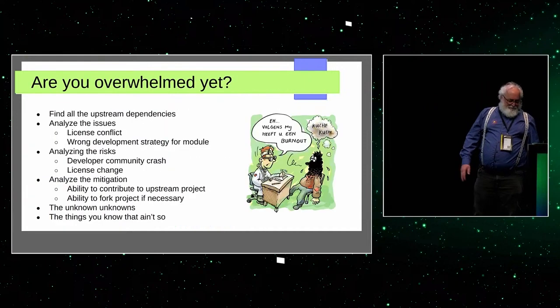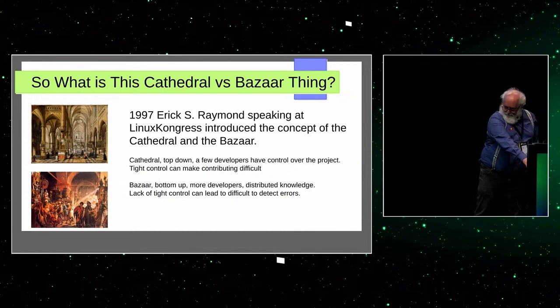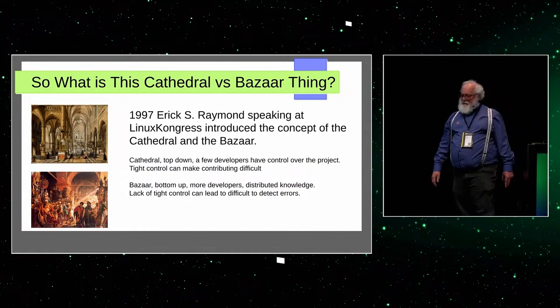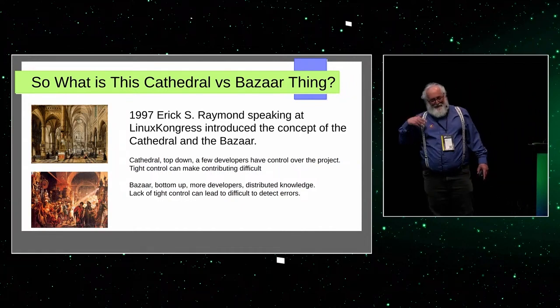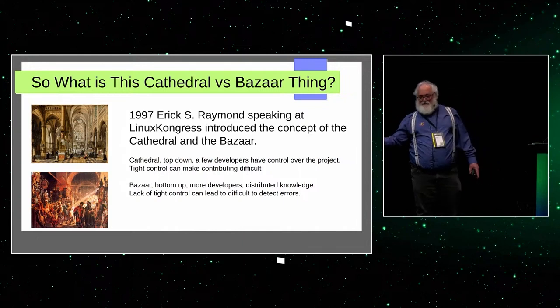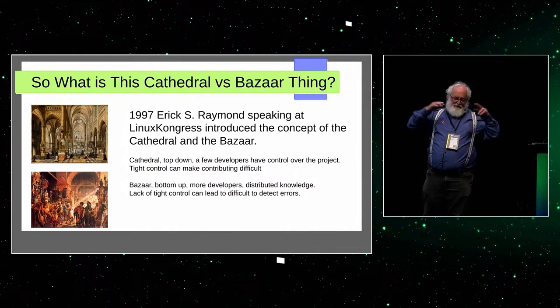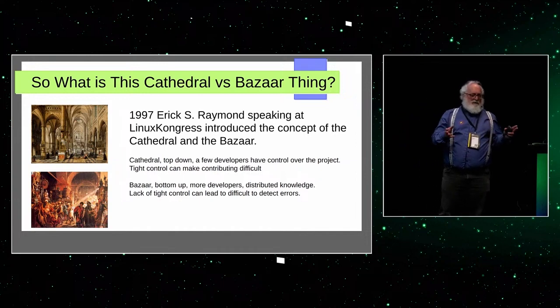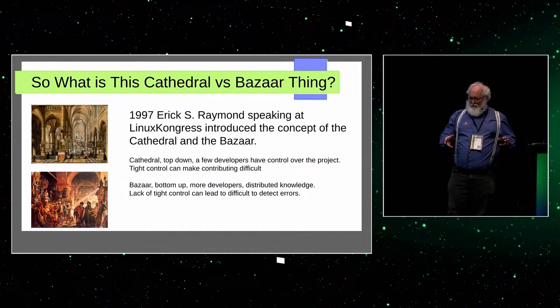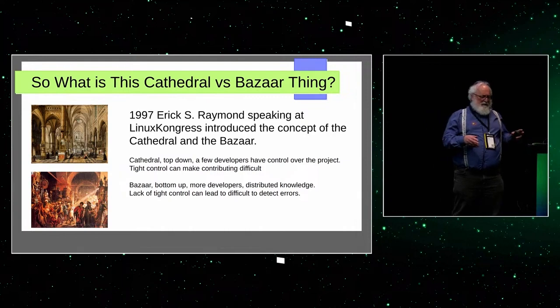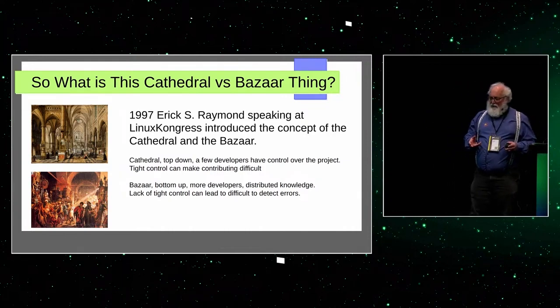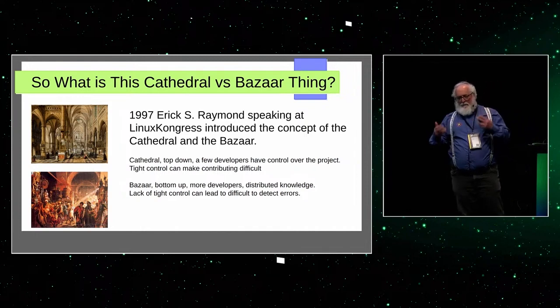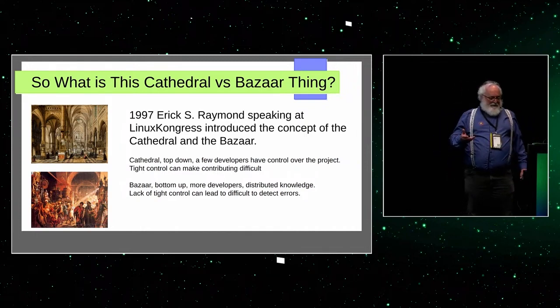Okay, so, what was that Cathedral versus the Bazaar thing? All right, as I said, Eric Raymond talked about the Cathedral and the Bazaar. Cathedral is top-down. Usually you have some kind of project plan and you've got control over what's going in. It's very much like a closed source project in a lot of ways. And there's this impression that if it is too tightly controlled, that they're not really open to contributions. Okay?